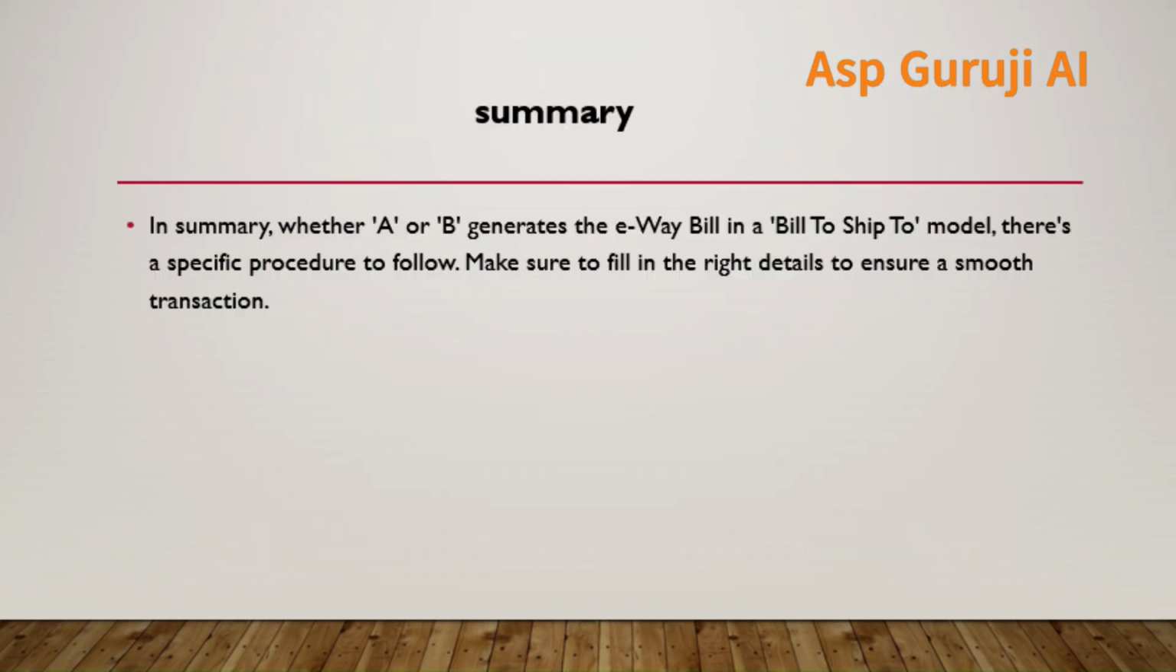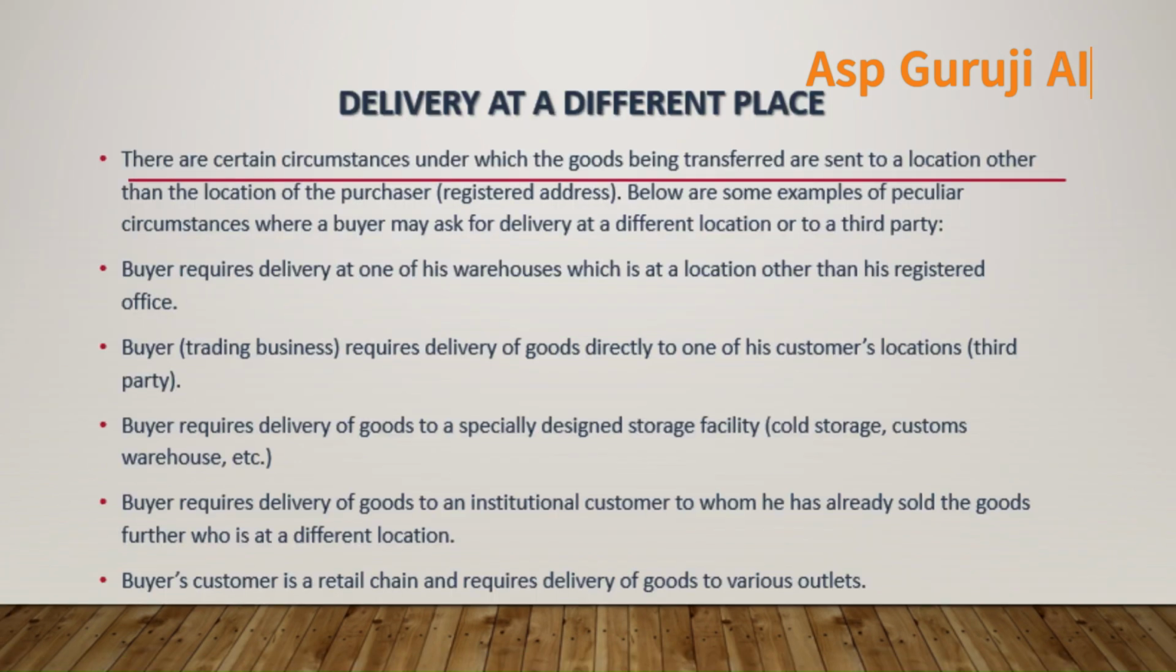In summary, whether A or B generates the EWAY bill in a bill-to-ship-to model, there's a specific procedure to follow. Make sure to fill in the right details to ensure a smooth transaction. There are certain circumstances under which the goods being transferred are sent to a location other than the purchaser's registered address. Below are some examples of peculiar circumstances where a buyer may ask for delivery at a different location or to a third party.